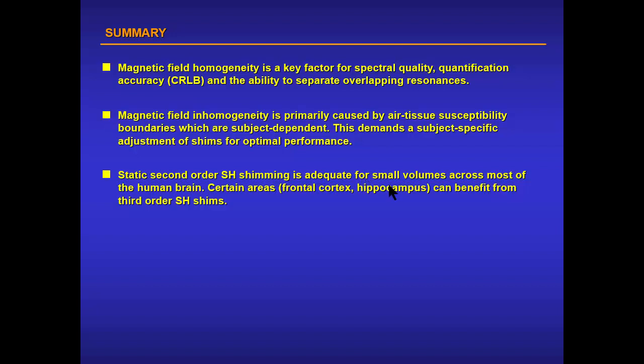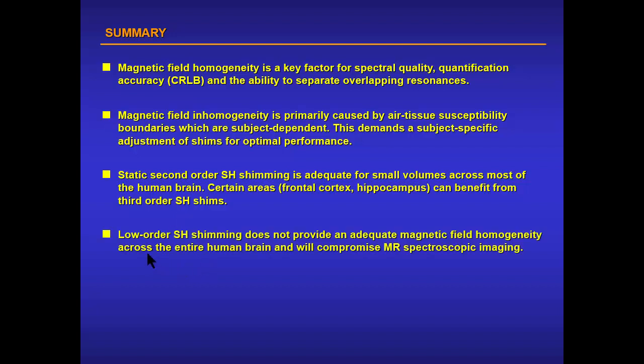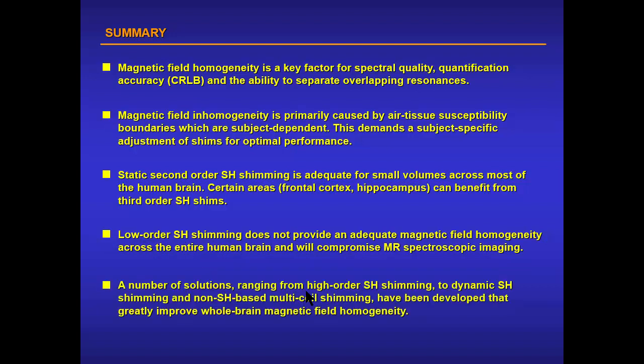For most of the brain, if you do small volumes, static second-order shimming is adequate. For certain areas, like the front, maybe some deeper structures, you can use higher-order spherical harmonic shims. But if you want to do whole brain or whole slab, you just cannot get adequate homogeneity with low-order spherical harmonic shimming. Then you need to use some of the alternatives, like very high-order spherical harmonic shimming, dynamic shimming, that's the one that I skipped over, and also the multicoil-based shimming, which is, of course, my favorite. But they all do a pretty nice job.